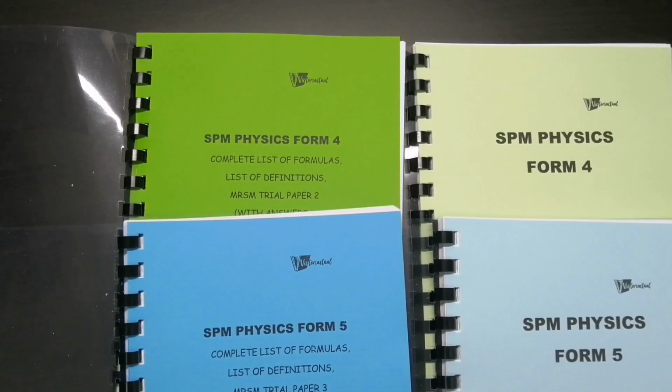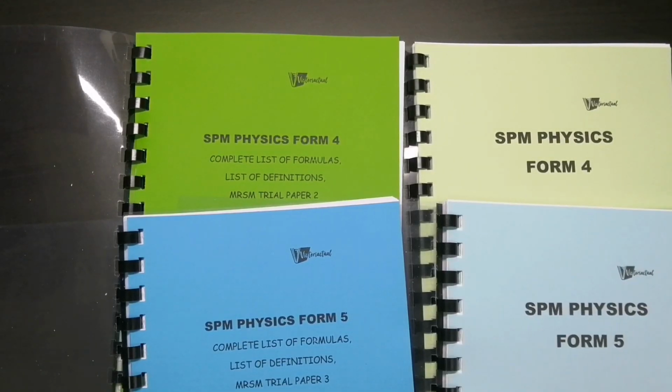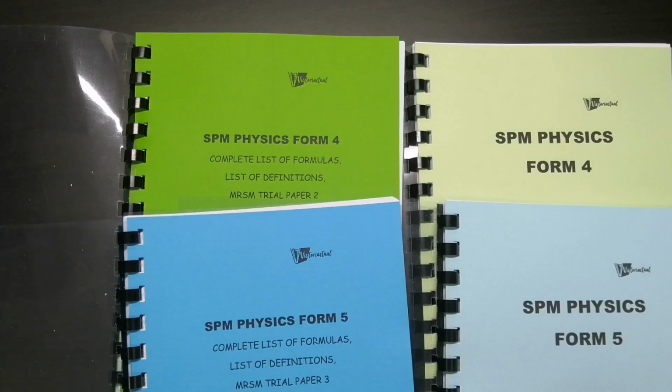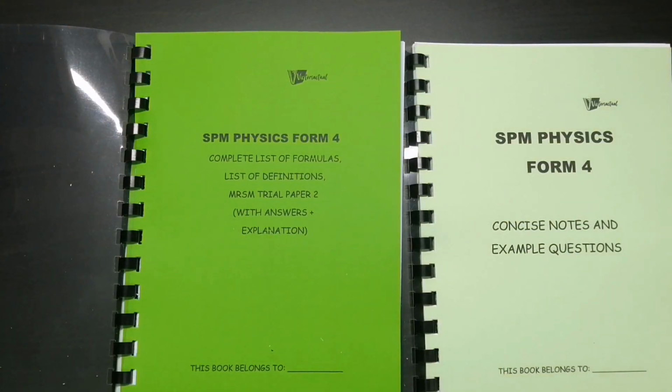Now we'll do a flip through, and I'll show you guys the content a little bit so that you know exactly what you will get when you purchase these books, as well as how to use these books. Alright, so these are the books that I'm putting up on sale, and let's take a look at Form 4, because Form 5 is also similar to Form 4. Let's take a look at Form 4 first, and we'll go to book 1 first.